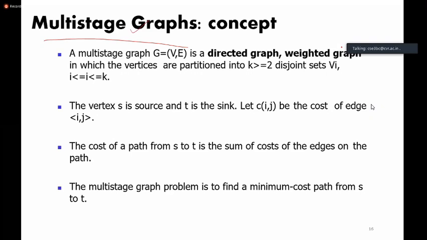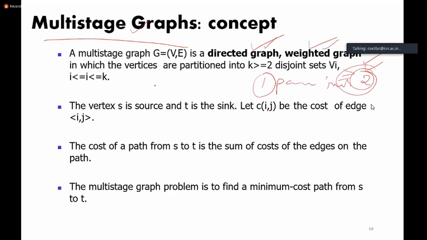A multi-stage graph is a directed graph and a weighted graph. Then one more important point is we can partition it into more than or equal to 2 partitions. That we call a multi-stage graph.